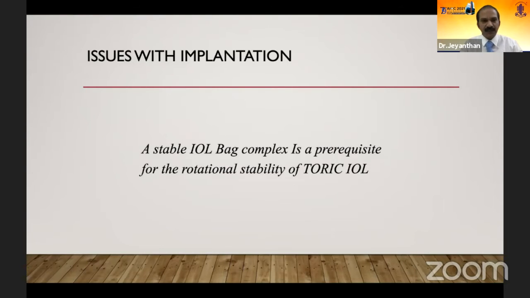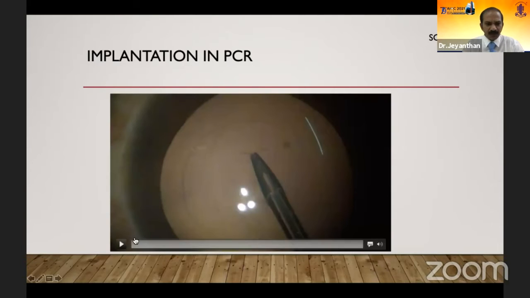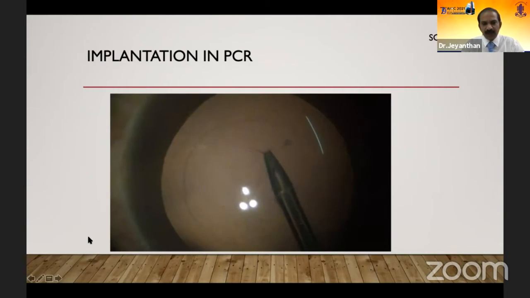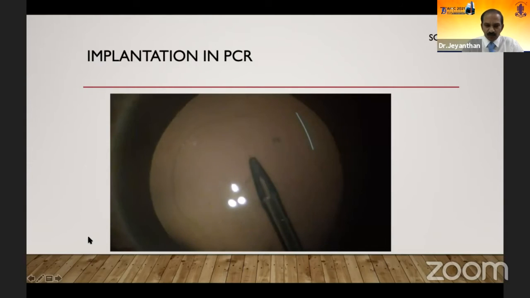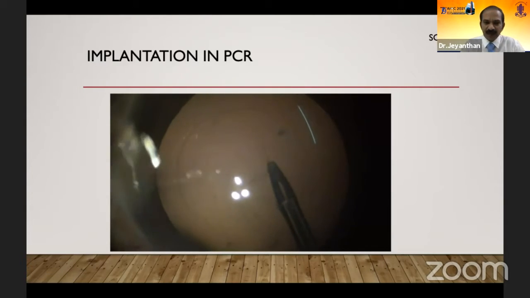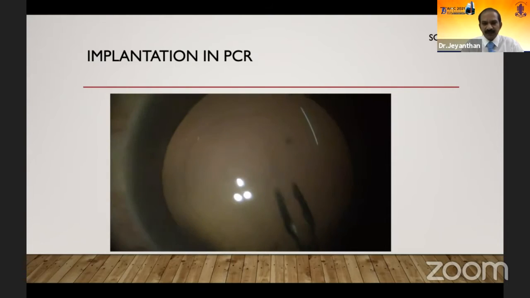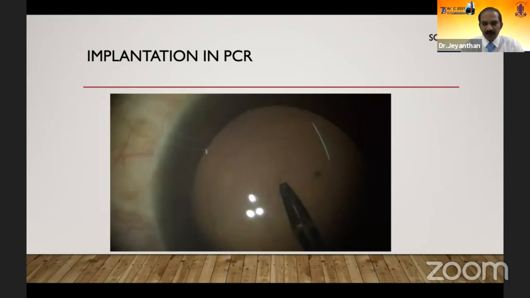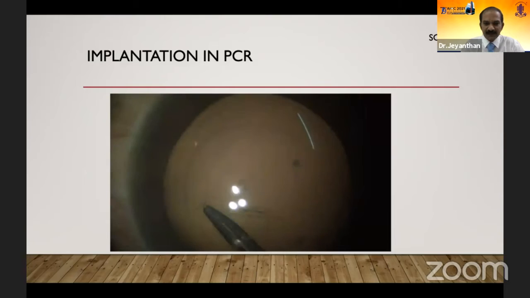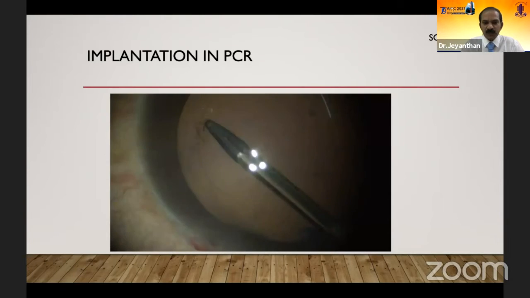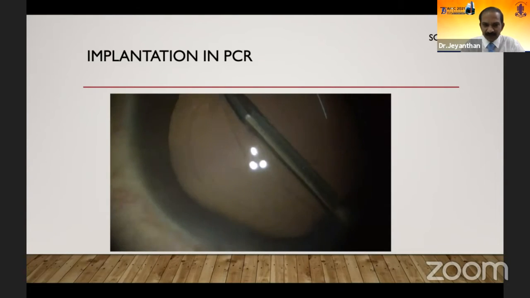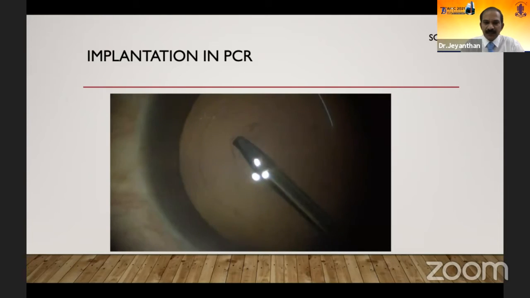Right. So the last of it is the issues with implantation. I just have 2 minutes to go. A stable IOL bag complex is a prerequisite for the rotational stability of the toric IOL. So this is a case where there was a PC dehiscence. Whenever there is a PC dehiscence, if it is small, try to convert that into a posterior capsular rhexis. A posterior capsular rhexis is a must because with the dehiscence, you are trying to implant the IOL and rotate it to the intended axis, and there could be an extension of the tear. Once you convert it into a posterior capsular rhexis, the extension is completely avoided.